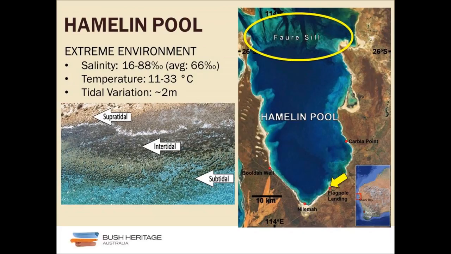Only 20% of the tide is based on astronomical factors. So if you look in a tide book, I can nearly guarantee you that Hamelin will not be doing what that tide book tells you. Because the northern part of Hamelin Pool is barred by the Faure Sill, which is a carbonate sand bank. It's colonized by heaps of seagrasses, and the seagrasses help baffle sediments as they go through. So this bank builds over time, and it restricts the water.